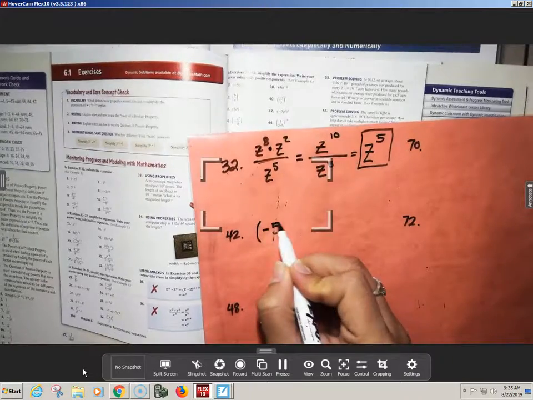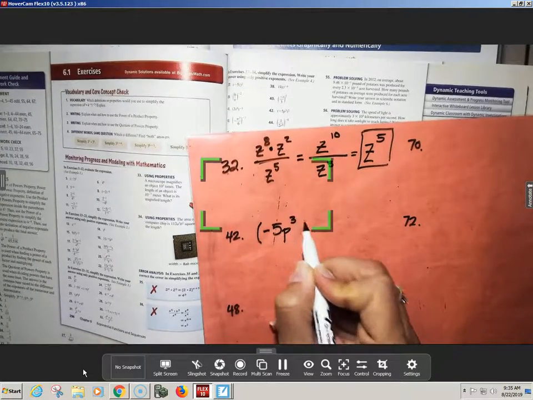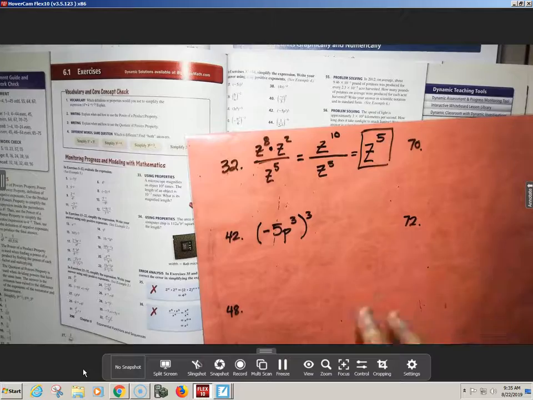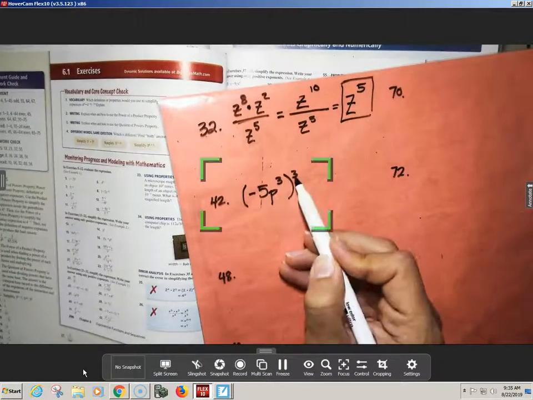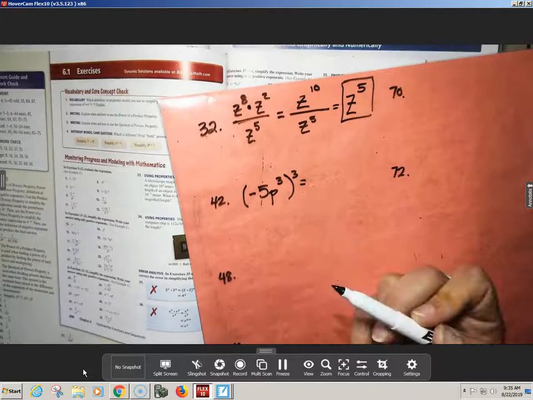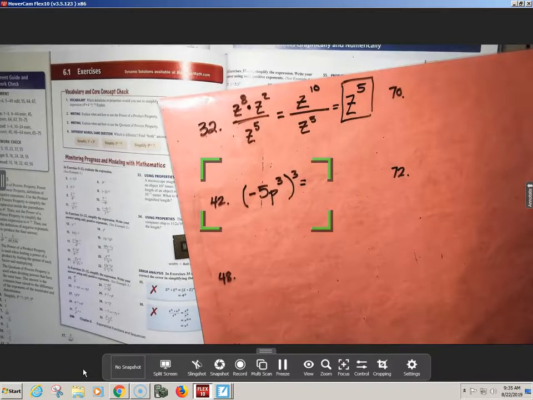We have negative 5 times p cubed, all cubed. What's the big word we need to remember whenever we see multiple things raised to a power? Multiplication. Yeah, we're going to be doing power to power multiply, kind of what Jonathan was asking earlier. We are going to be multiplying, but wait, before we ever do that, what do we need to be careful of? Distribute. The distributive property.